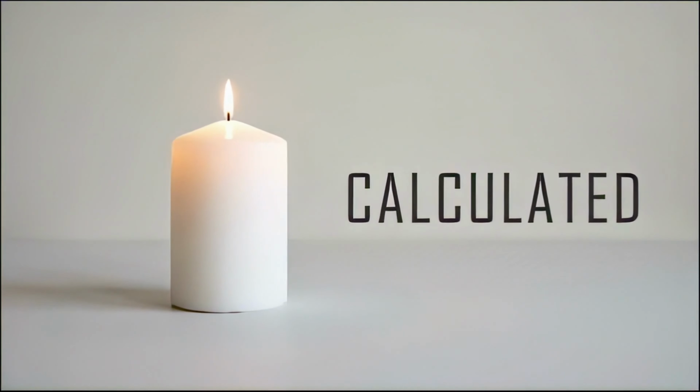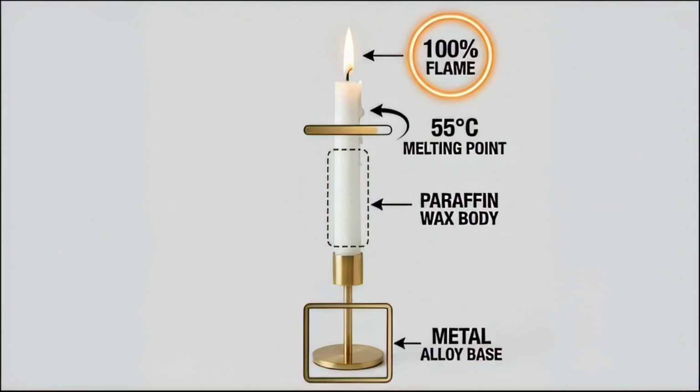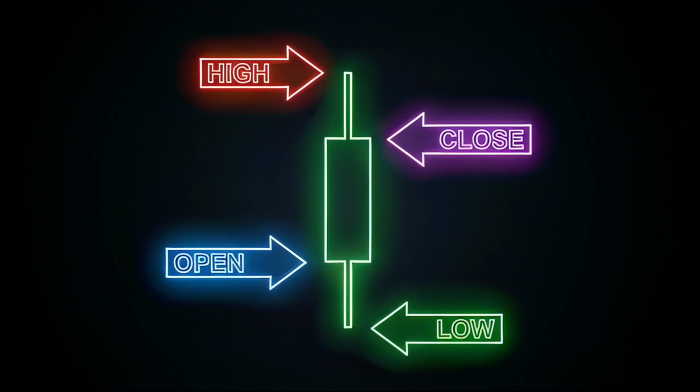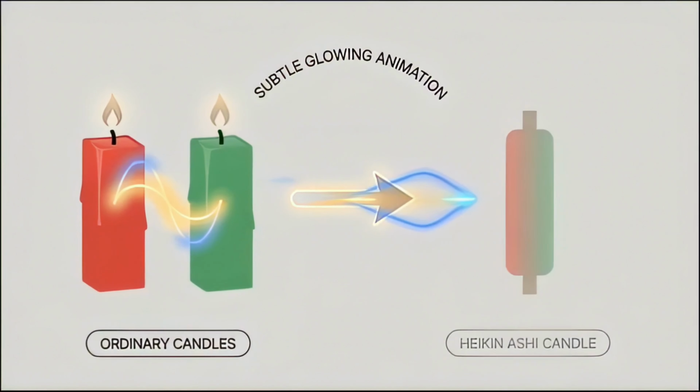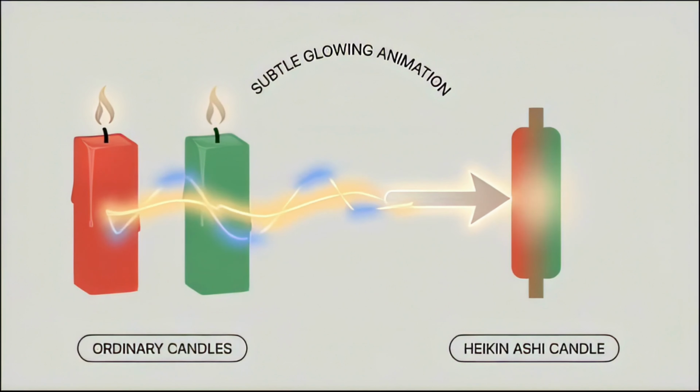Heikin Ashi is a candle, but a calculated one. An ordinary candle shows you 4 raw facts about a period: where it opened, the highest it traded, the lowest it traded, and where it closed. A Heikin Ashi candle takes those 4 numbers and averages them together with the previous candle's values. Here is the actual recipe.